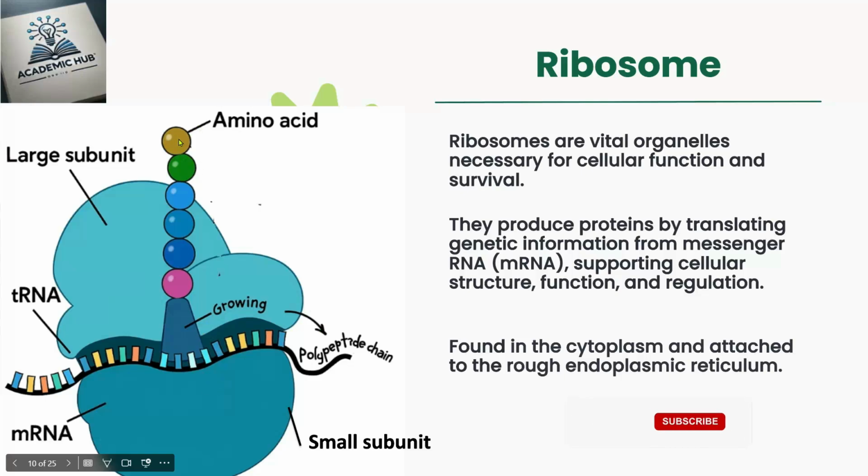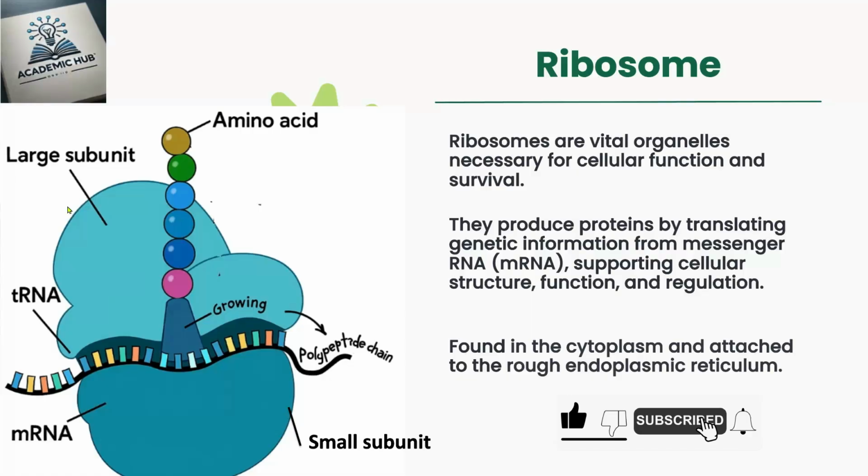And this is an amino acid chain, a growing amino acid chain. The larger subunit accumulates the amino acids and collects them into a protein chain. So the binding of amino acids in a chain is known as a polypeptide chain.